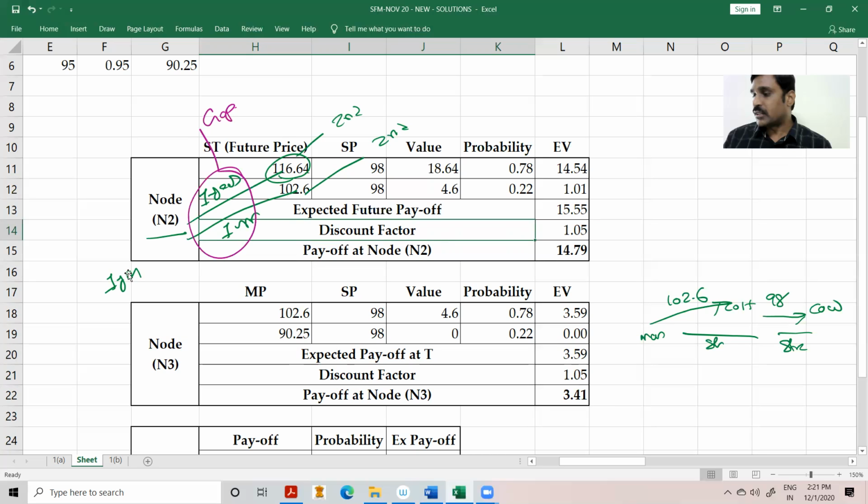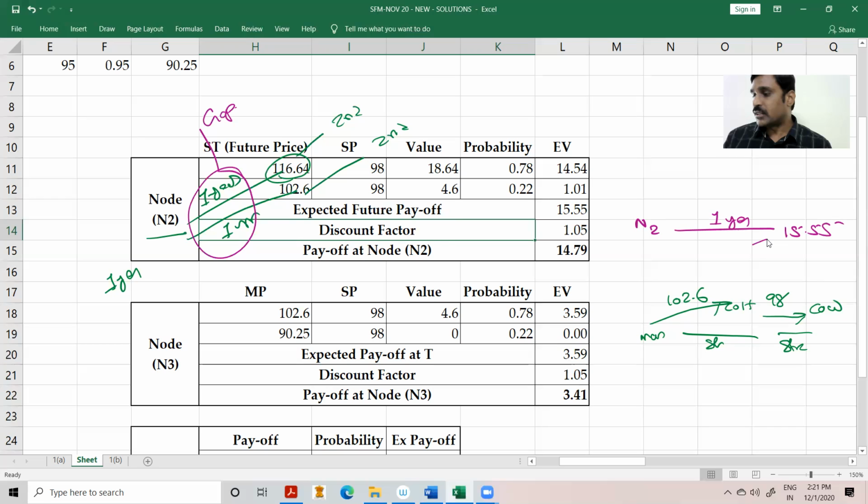The node is at the end of the first year, and the value is at the end of the second year. Therefore, a 1 year gap. If I stand at N2, after 1 year, I'll get 15.55. I'm standing at N2 and thinking that after 1 year from N2, I'll get 15.55. Not at N2, after 1 year from N2.